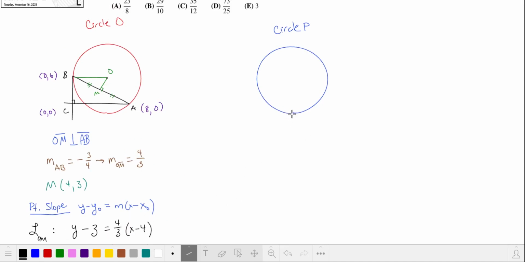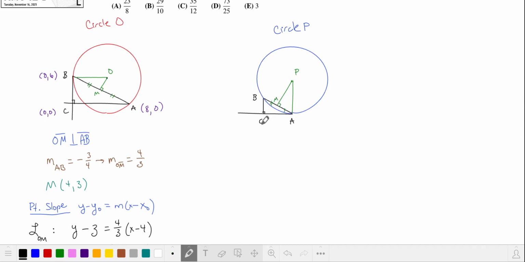This circle is tangent to AC at point A, so it's going to look something like this. The center of the circle, P, is directly above A, so it's going to share its x-coordinate. Drawing a segment from P to the midpoint of AB again, because AB is a chord of circle P, this is also going to be a perpendicular bisector, so it'll pass through the same point M.